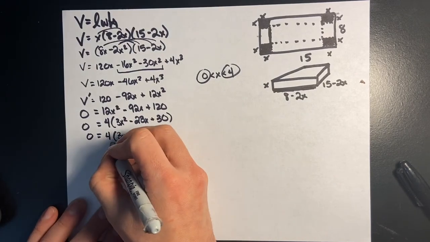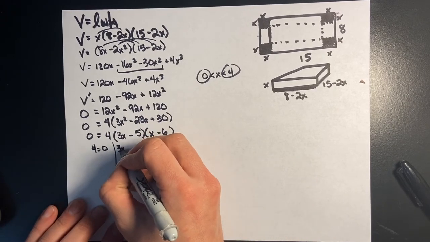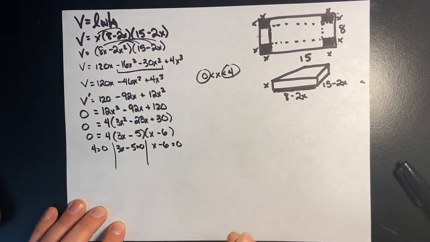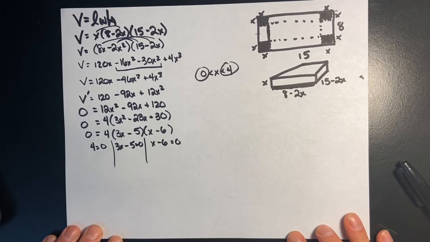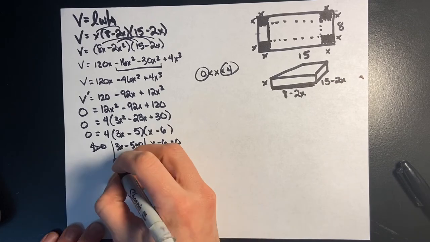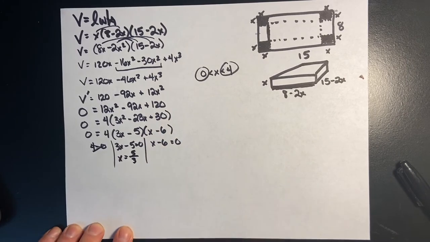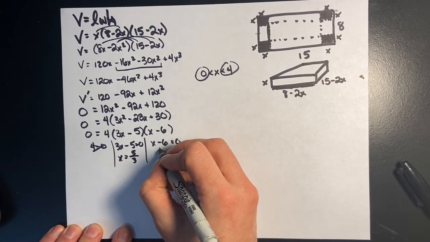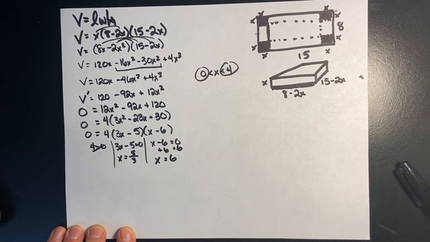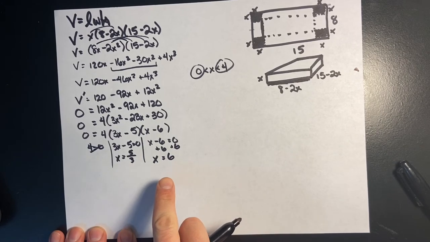All right. So I have three options that could be zero. I have 4, 3x minus 5, and x minus 6, which could each be equal to zero. Zero product property. The 4 means nothing because there's no x. If I add 5, then divide by 3, I get 5 over 3. If I add 6, I get 6. Now I have two critical points, 5 thirds and x equals 6.